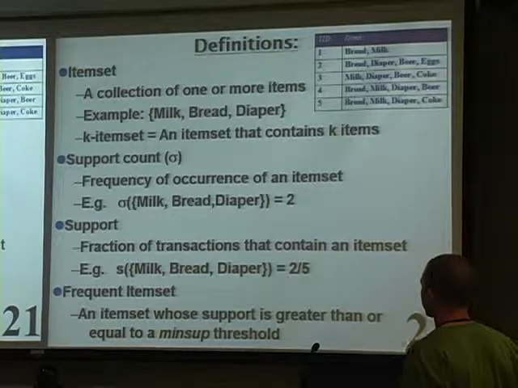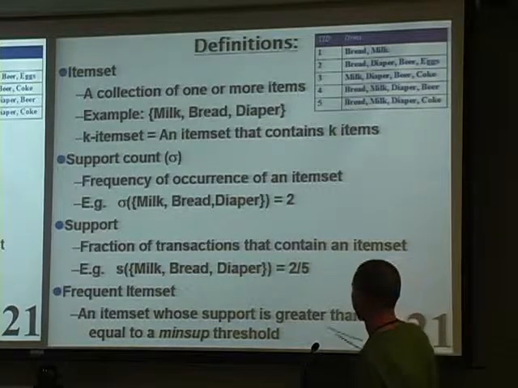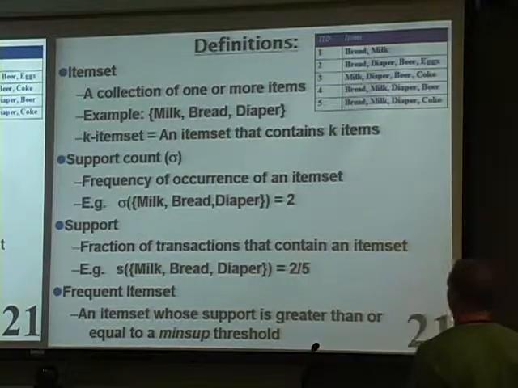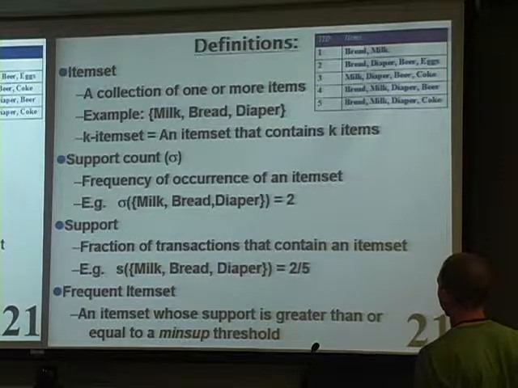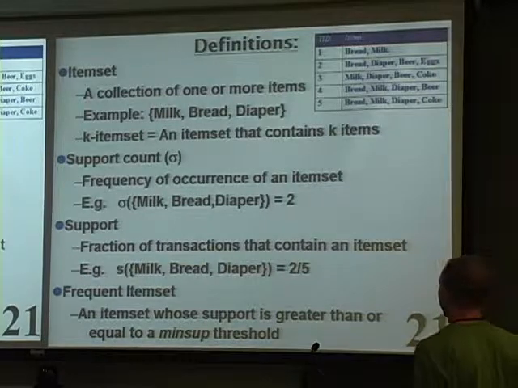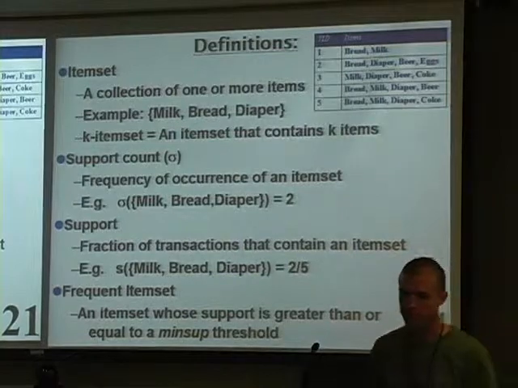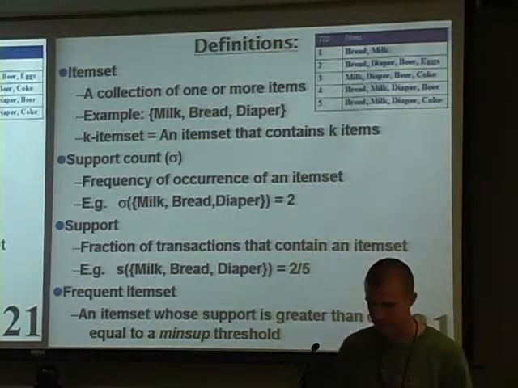And then a frequent item set: sometimes we're looking for item sets that have support greater than or equal to some minimum support threshold. So if I were looking for all item sets that had support greater than or equal to 0.4, I would include this one as one of the frequent item sets. So frequent, of course, is determined by our threshold.